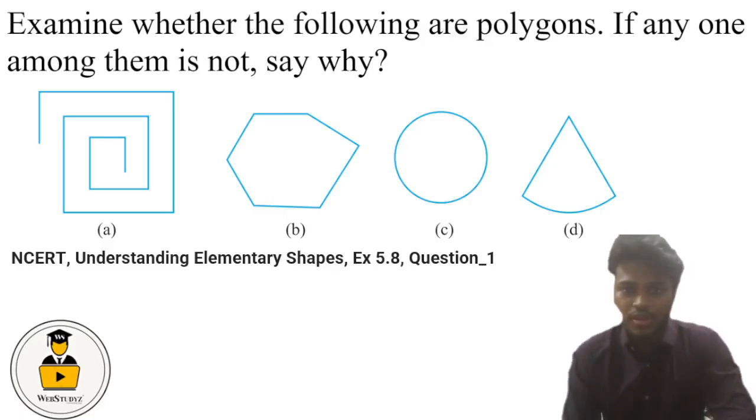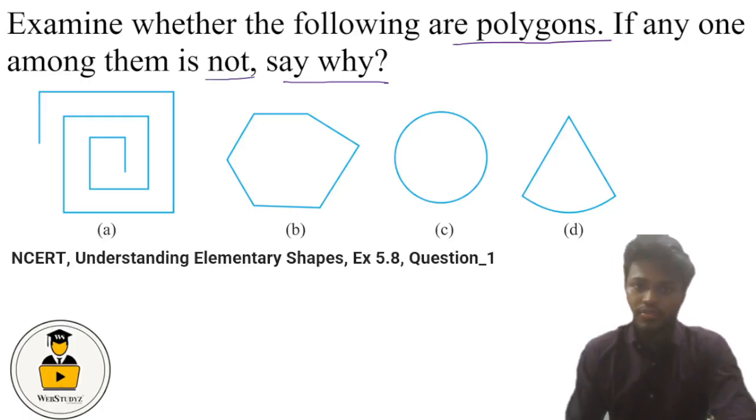Examine whether the following are polygons. If any one among them is not, say why. So in this question we have been given four figures and we have to identify which among them is a polygon. And if a figure is not a polygon, we need to specify the reason why it is not a polygon.